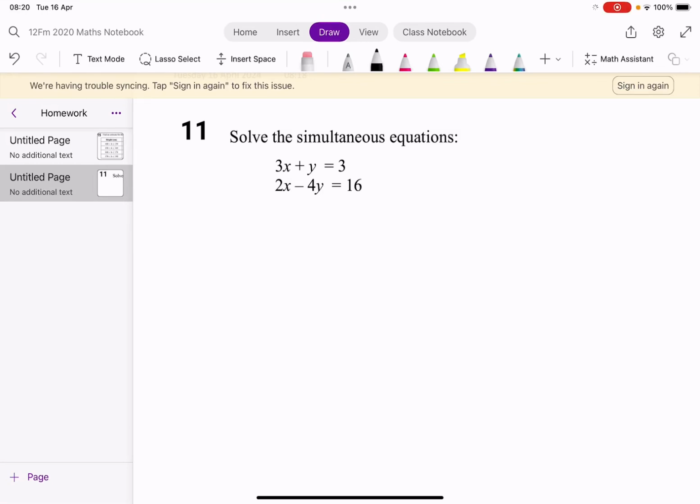Okay, here, solve simultaneous equations. Right, this is a pretty standard simultaneous equation question, probably at grade 4, grade 5, and these are linear equations.